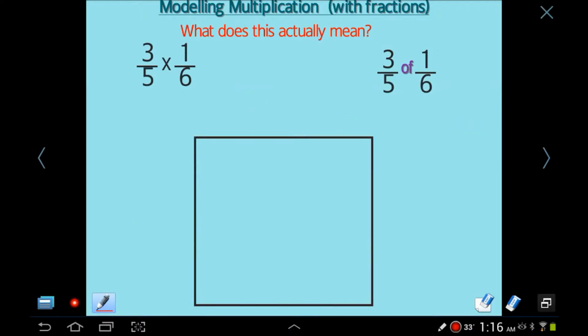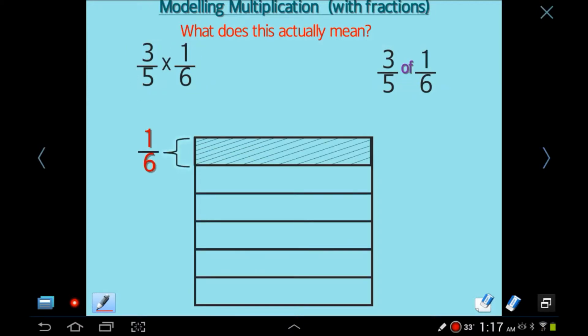Next example here. In this example, we have 3/5 times 1/6. Again, we want to think of multiplication as "of." What is 3/5 of 1/6? All right, so let's go ahead and draw 1/6, and you'll notice this has all been broken up into 6. I'm doing it a different way than I did the last one, because it doesn't always have to be done the same way every time.